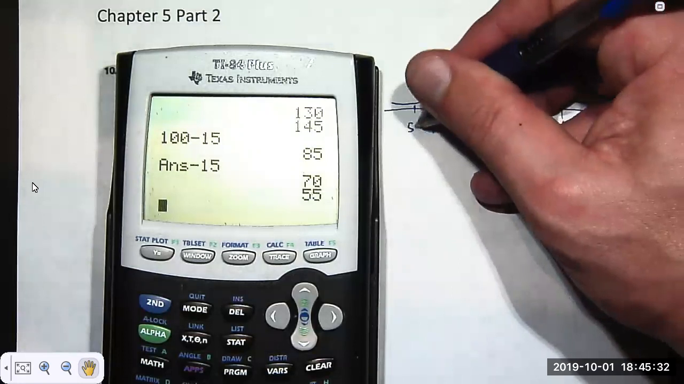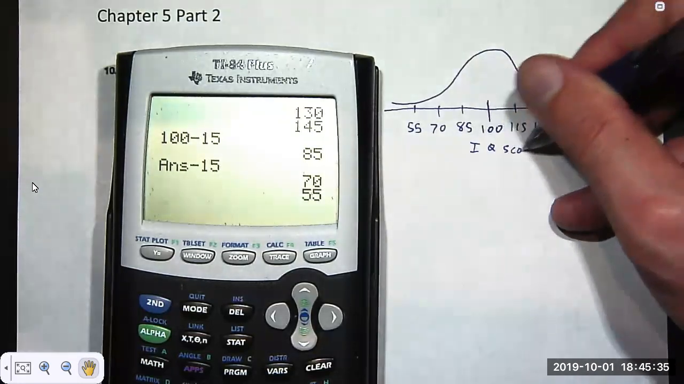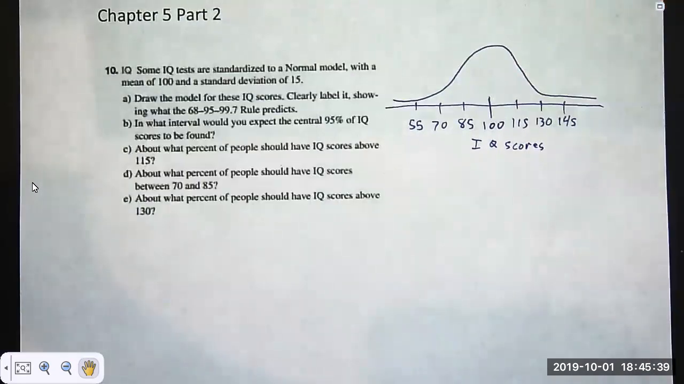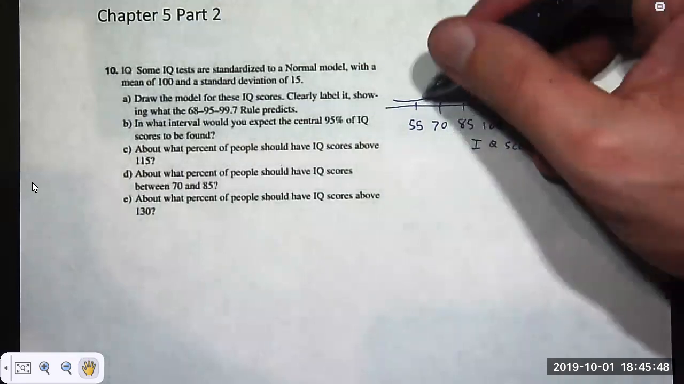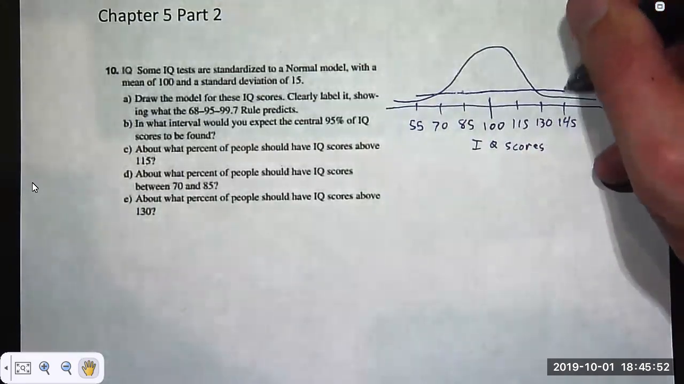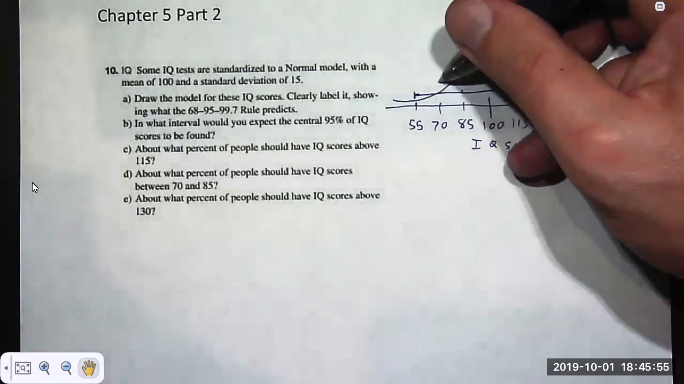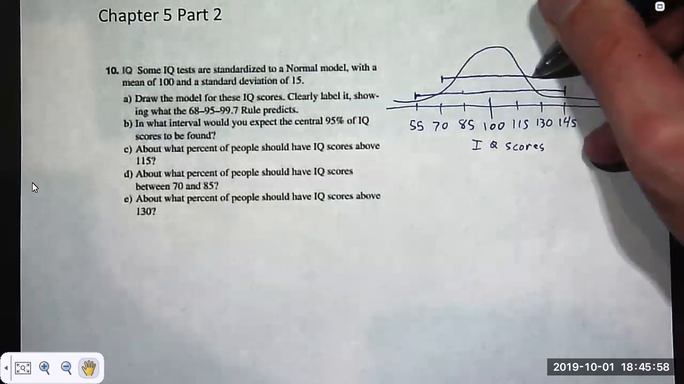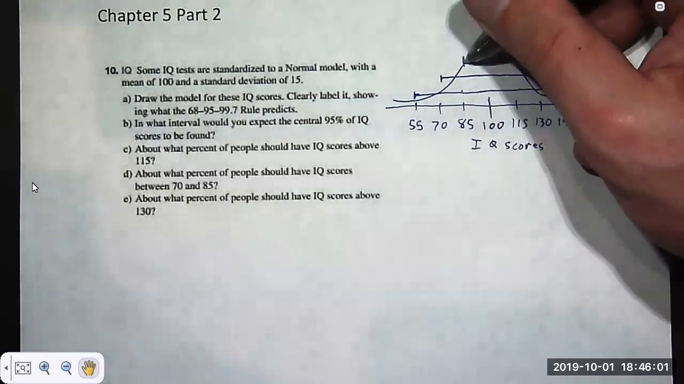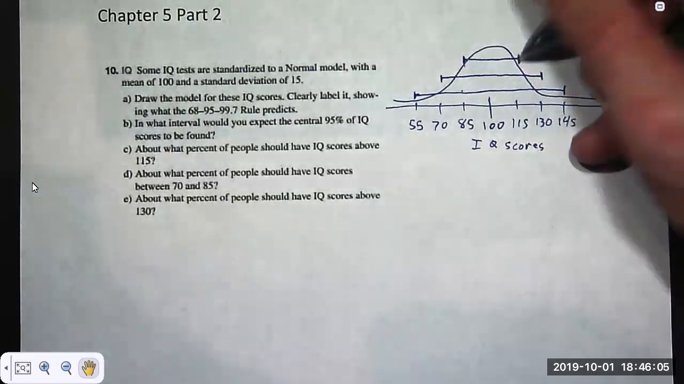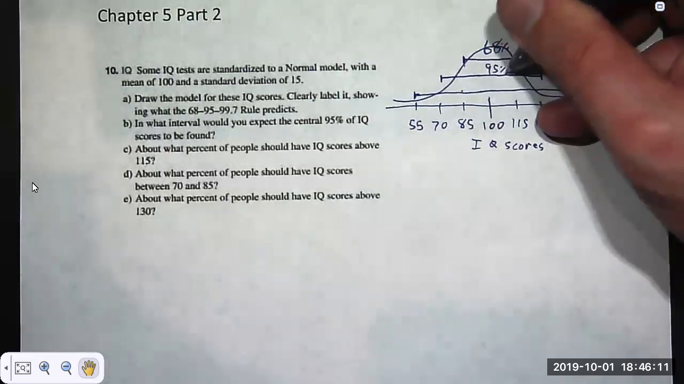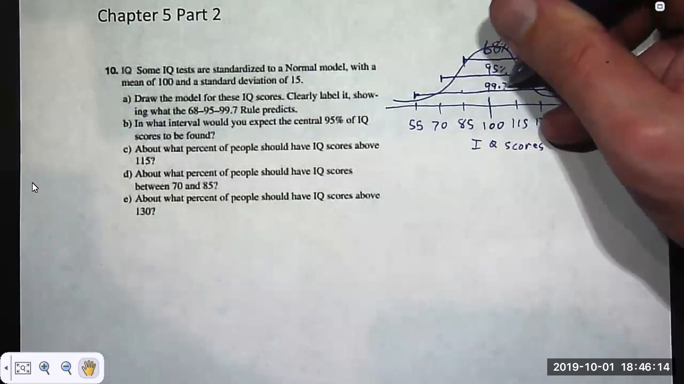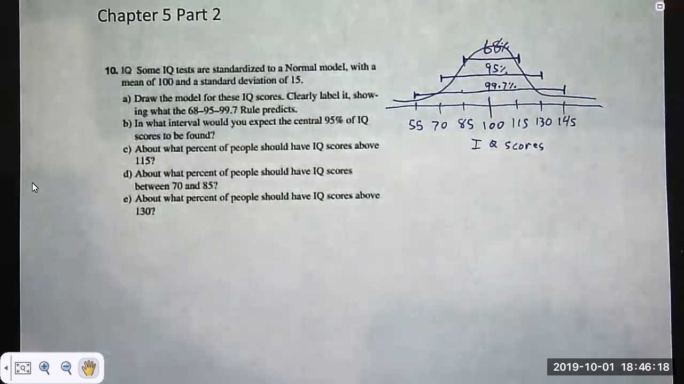70, 55. So these are IQ scores. All right. Showing what the 68, 95, 99.7 rule predicts. So we got this guy, we've got this guy, and we've got this guy or lady. 68%, 95%, 99.7%. All right.